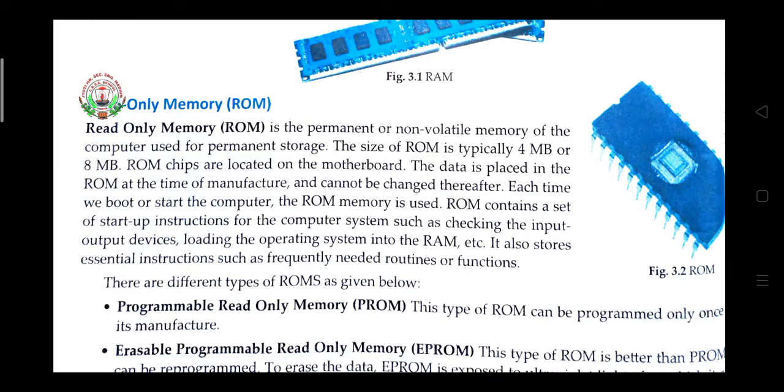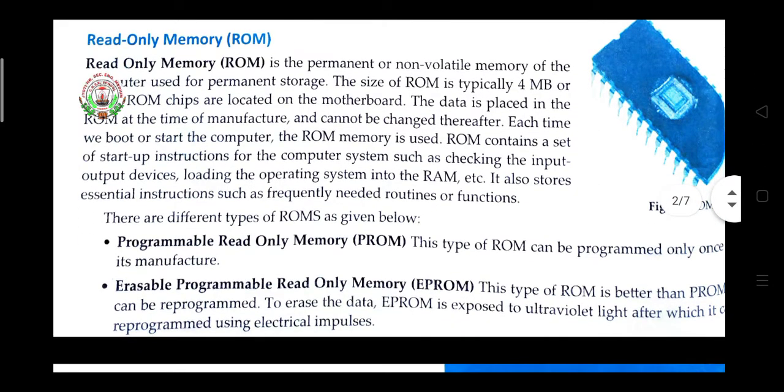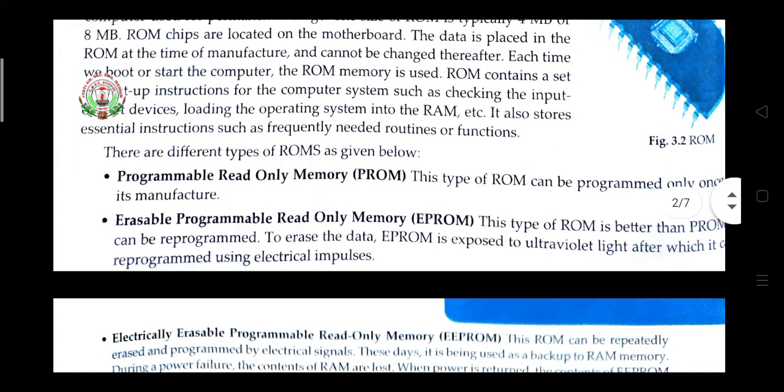Checking the input device, loading the operating system on the RAM, etc. It also stores essential instructions such as frequently needed routines or functions. Like this you are storing your data in a ROM. So there are types of ROMs: programmable read-only memory PROM, erasable programmable read-only memory EPROM, and electrically erasable programmable read-only memory EEPROM. PROM is programmed once, only when it is manufactured. This is a type of ROM.